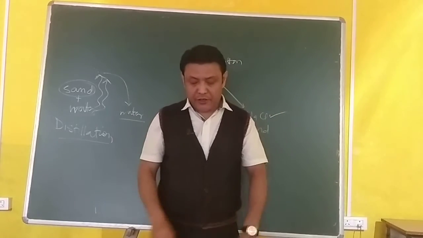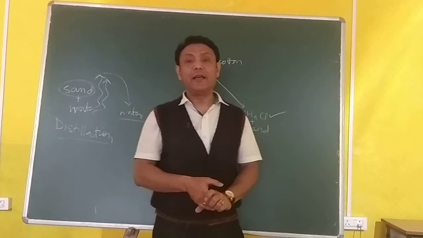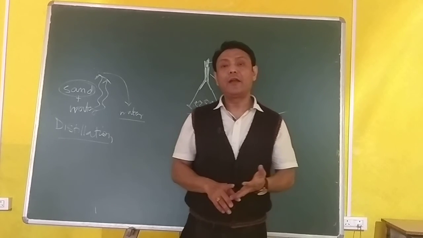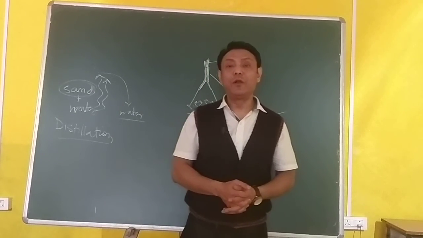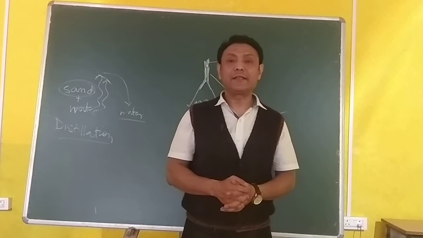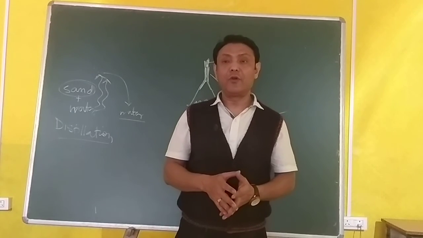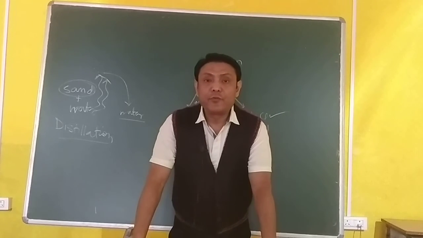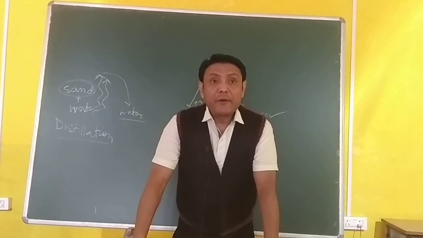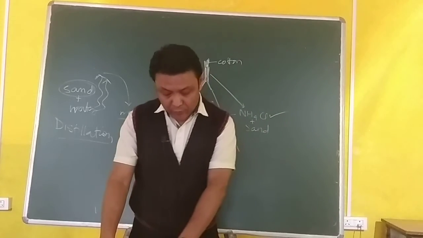Now, when we talk about the separation of liquid-liquid mixtures, there are two types of liquid mixture. One is miscible liquid and the other is immiscible liquid. Miscible liquids like alcohol and water, milk and water, juice and water. These are miscible liquids. And immiscible liquids are those which do not mix together, like oil and water, petrol and water, or diesel and water. They do not mix.